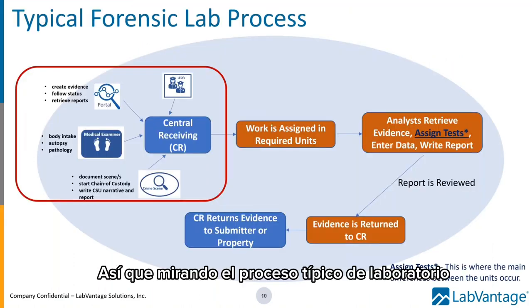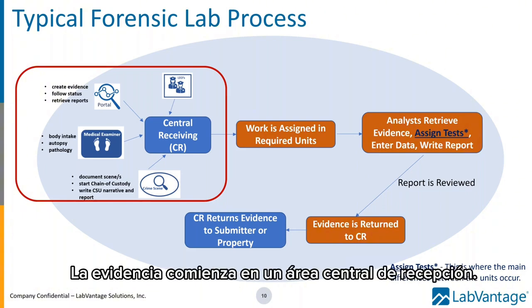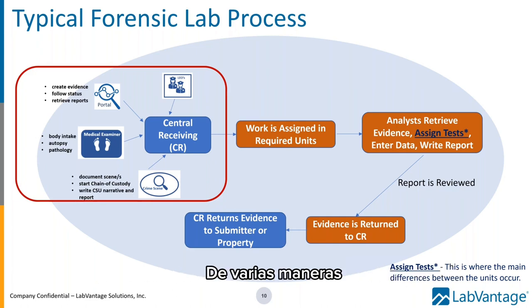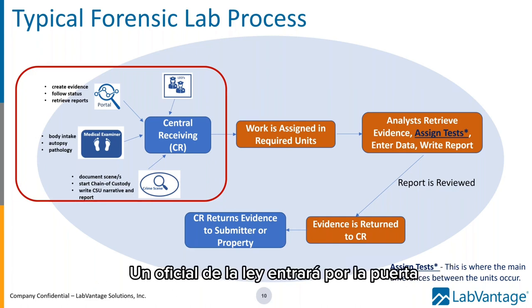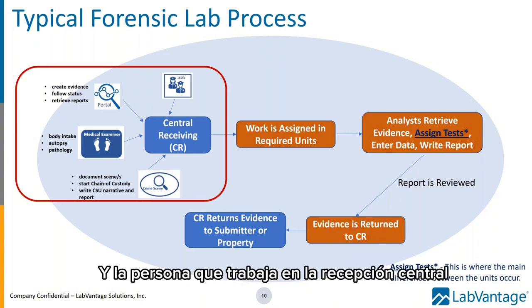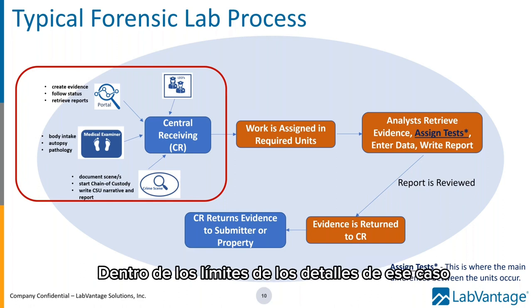So looking at the typical laboratory process for a forensic laboratory, typically the evidence starts out in a central receiving area. The evidence will come into that central receiving area in a number of ways. Either a law enforcement officer will walk through the door with the evidence, and the person working in central receiving will need to do all of the documentation within the LIMS of the details of that case.